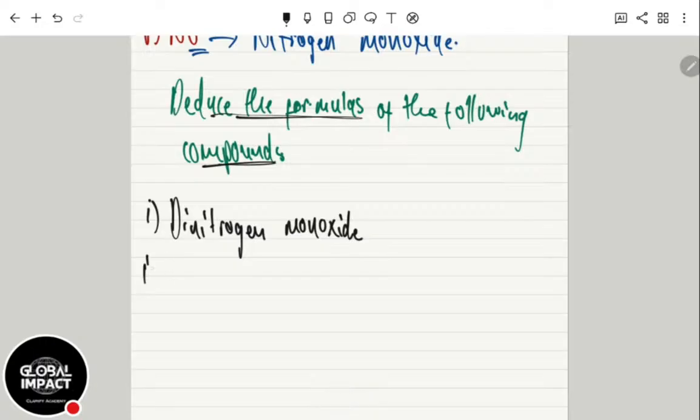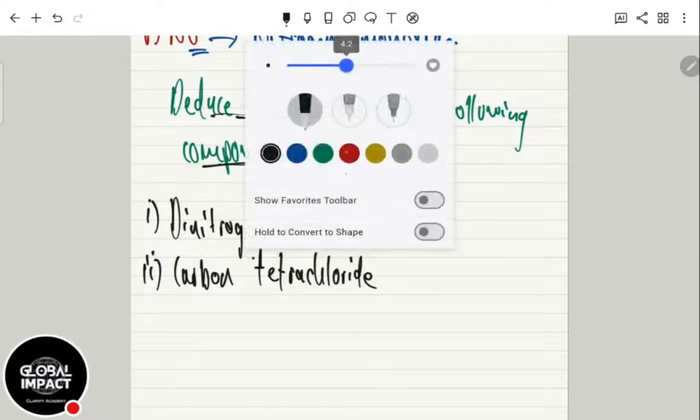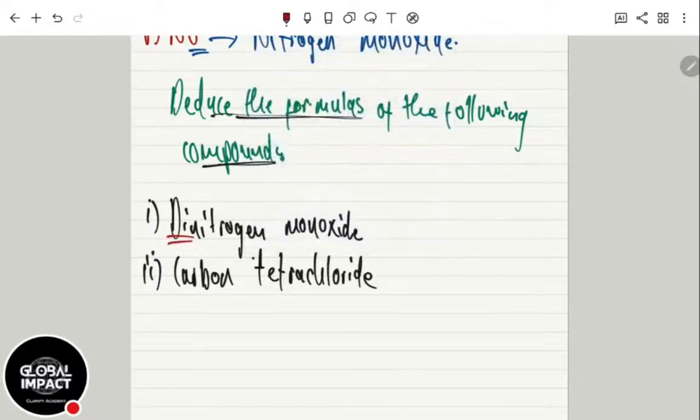Then we have carbon tetrachloride. There is no charge to be remembered here. You just say this is dinitrogen, so it will be N2. Then monoxide, it will be O, 1 oxygen. Then carbon will be C. Tetrachloride will be Cl4. You see?